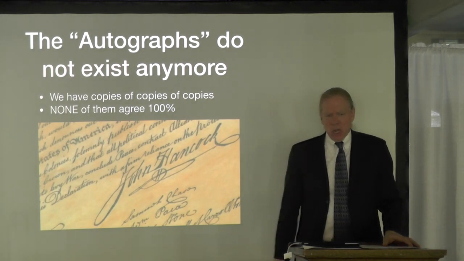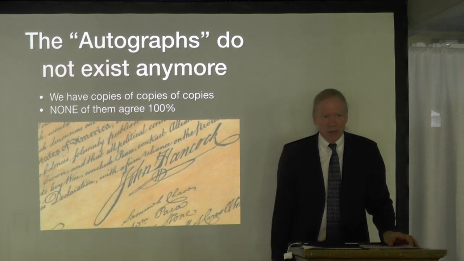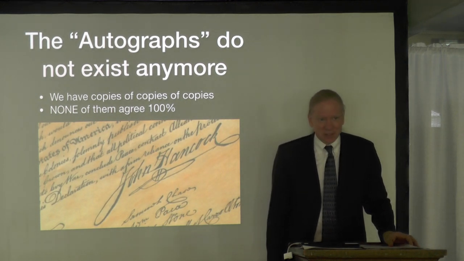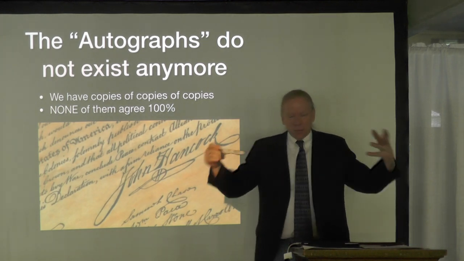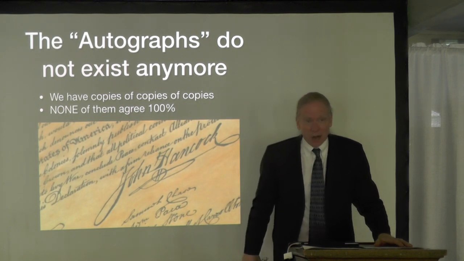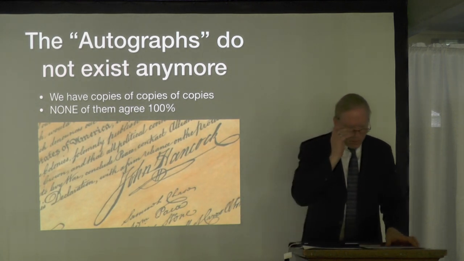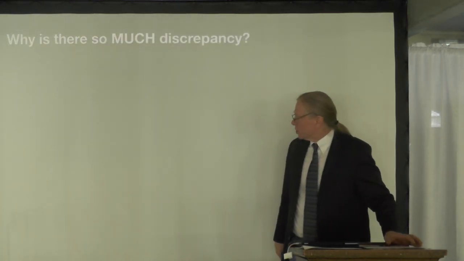So again, for those who are holding on to their hats and those who are King James only people and say, yeah, but the Byzantine text, there is no such thing as the Byzantine text. It doesn't exist. And those texts that are relegated or called Byzantine texts, none of them agree 100%. There's disagreements between all of them. Okay? So why is there so much discrepancy?